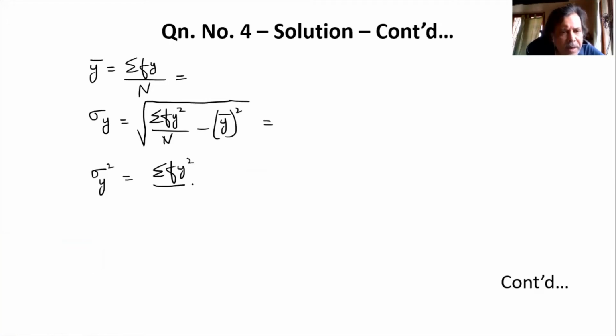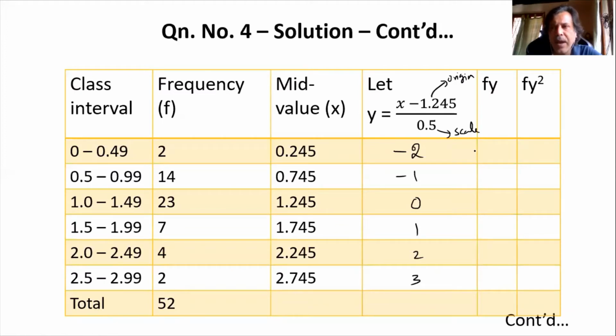fy square divided by n minus y bar the whole square. So that means we need summation fy and summation fy square. Let us do that in the table. Fy, first value is 2 into minus 2, which is minus 4, then minus 14. Next one will be 0, then 7, then 4 into 2 is 8, 2 into 3 is 6. Then this total will be 3.